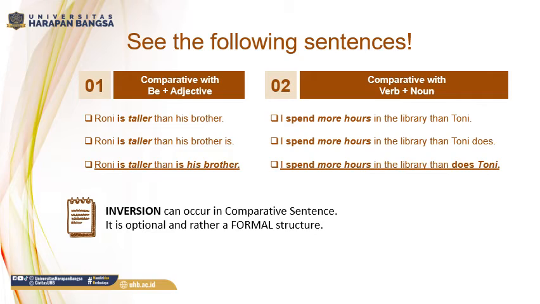Sama juga dengan inversion pada comparative sentence. Optional. Kenapa optional? Maksudnya bisa pakai itu, bisa juga tidak. Karena ketiga kalimat yang di sini semuanya benar ya. And it is rather a formal structure, merupakan bentuk yang sangat formal.